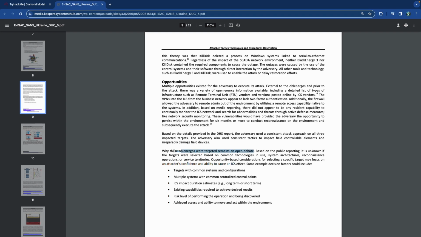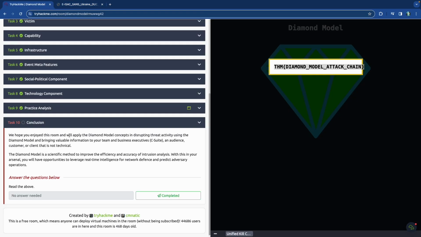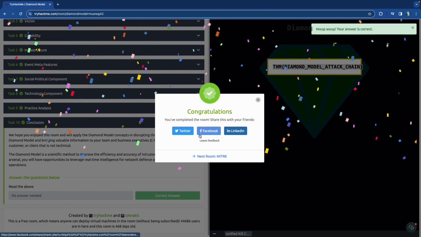Okay, it remains an open debate why these things were targeted. Based on reporting, it's unknown if the targets were selected based on common tech or service territories. Opportunity-based considerations for selecting a specific target may focus on, okay, you know what? This is not giving us any information, so I'm going to go away. It's just kind of giving us an example, I guess. But yeah, if you wanted to read that, you can definitely read that.